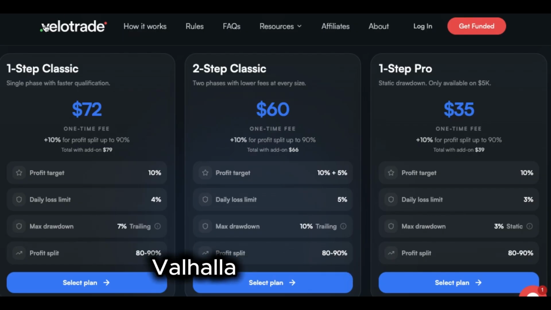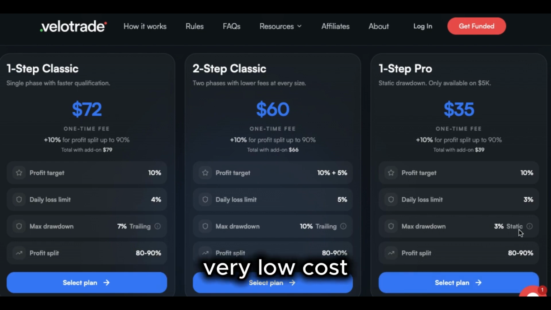I'm here on the VeloTrade platform, a crypto native prop trading platform, and I have in front of me three options: one-step classic, two-step classic, and one-step pro. Let's set aside for a moment the one-step pro, which is a little different product, very low cost, with a static max drawdown.